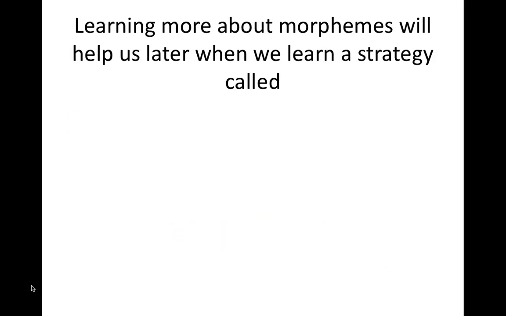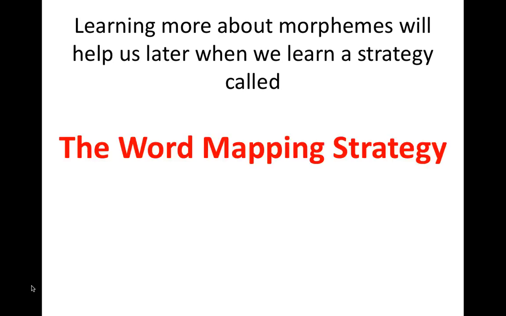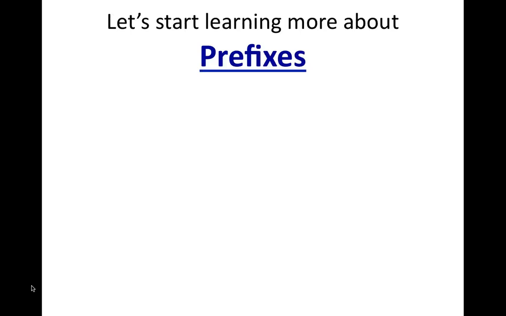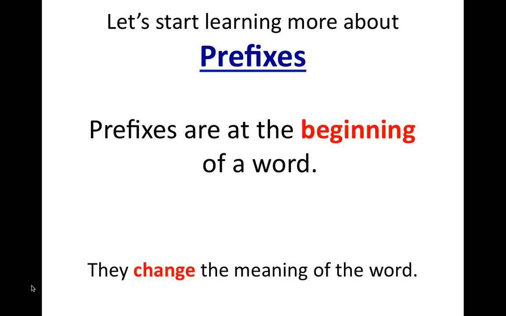Learning more about morphemes will help us later when we learn a strategy called the word mapping strategy. It will help us look for the morphemes in words to figure out what new words mean. So let's start by learning more about the first type of morpheme, prefixes. Remember, prefixes are at the beginning of a word and they change the meaning of the word.